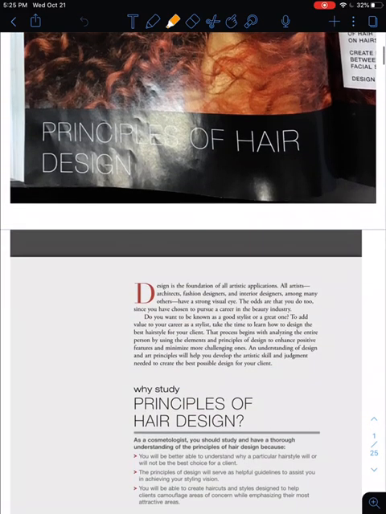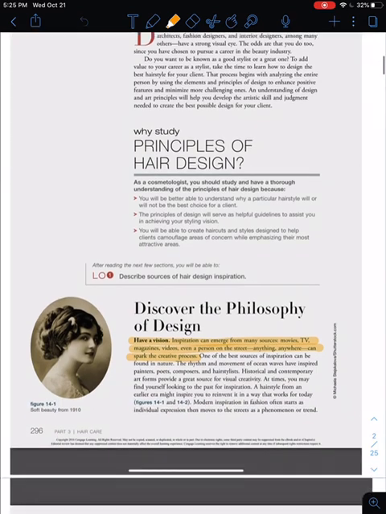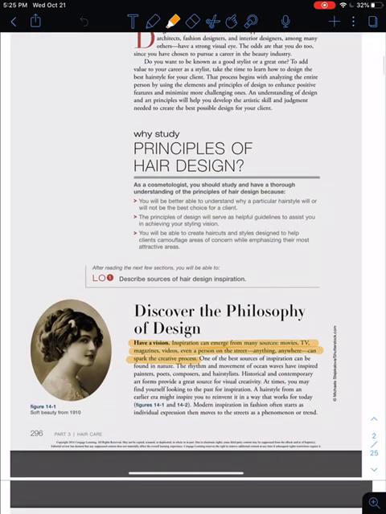We are on principles of hair design. We're going to jump down to discover the philosophy of design. The first part says, have a vision. Inspiration can emerge from many sources: movies, TV, magazines, videos, even a person on the street. Anything, anywhere can spark the creative process.